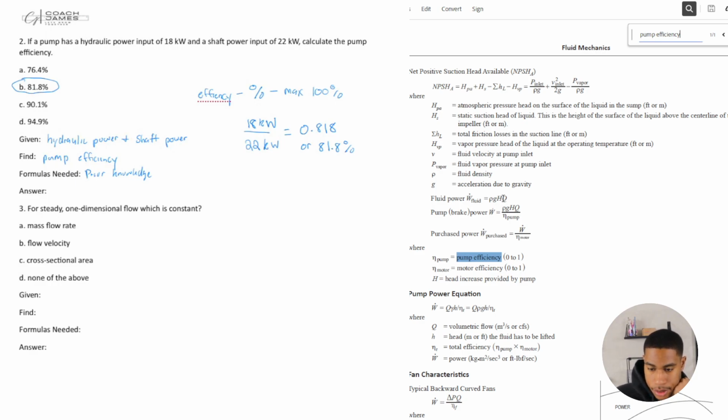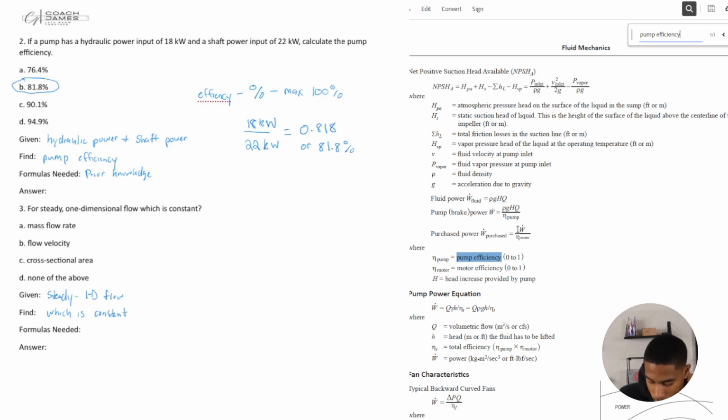All right, let's look at number 3. For steady one-dimensional flow, which is constant: mass flow rate, flow velocity, cross-sectional area, or none of the above. So given steady 1D, sounds funny saying it, but one-dimensional flow, find which is constant.